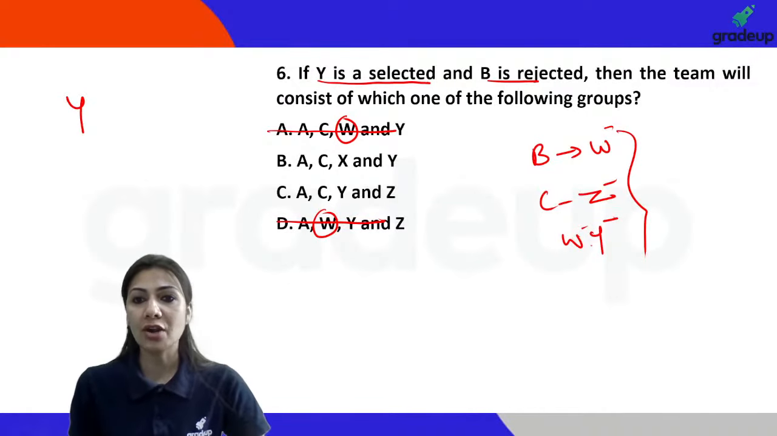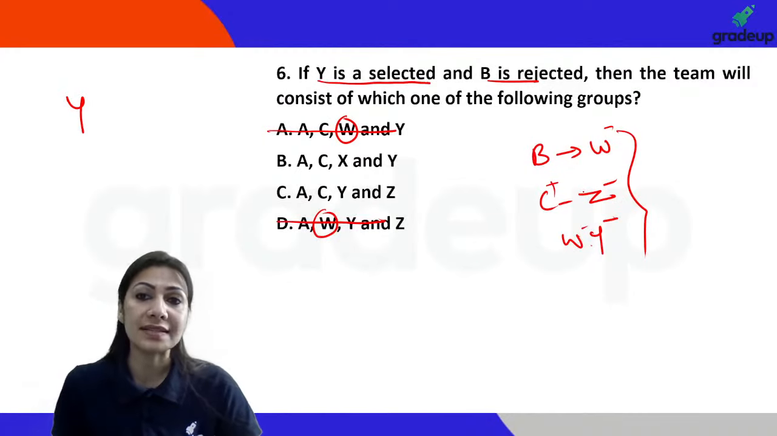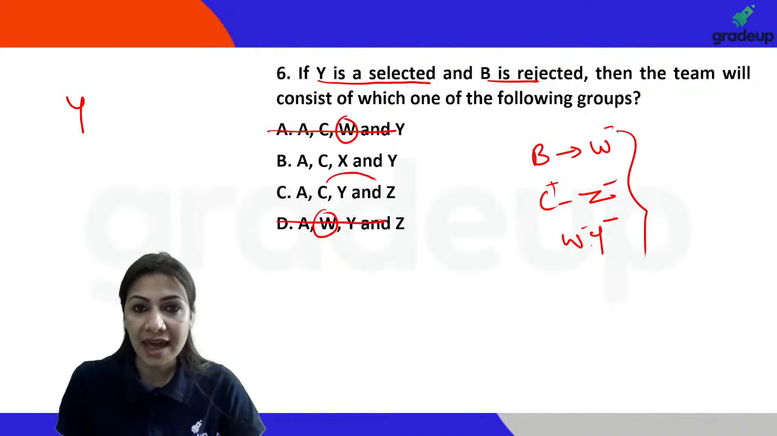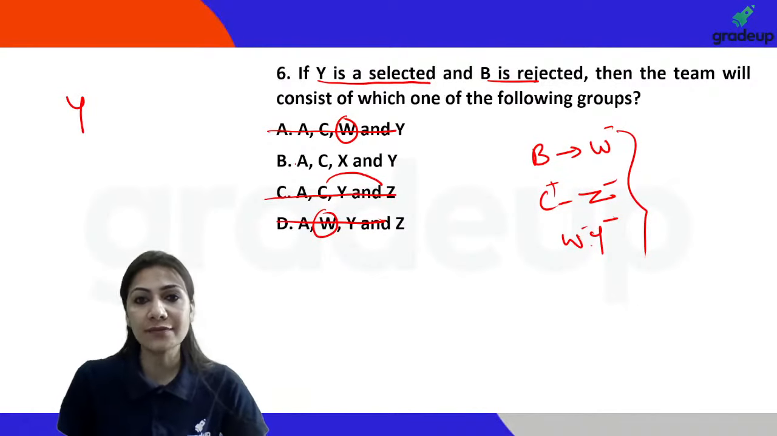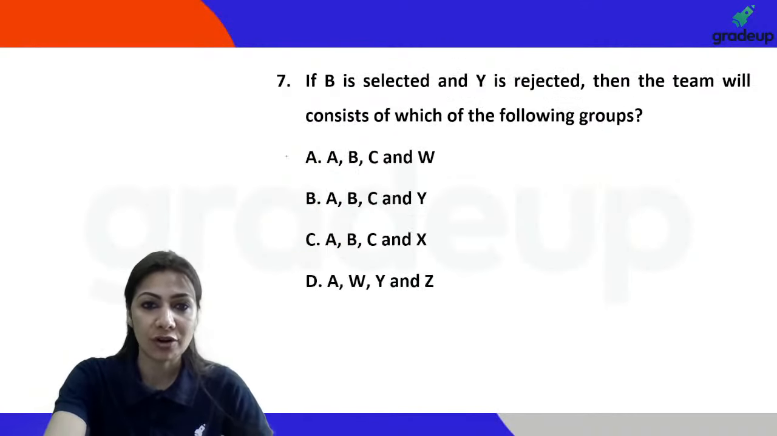So let's check out the next point here. We have ACXY and here we have ACYZ. It is already mentioned that both C and Z we cannot put at the same time. So because here we have C and Z given at the same moment, this cannot be the right answer. Whereas if you talk about this option B, there is no problem at all. If Y is selected, W is not here. If C is selected, then Z is not there. So ACXY, option B, will be the perfect answer for this.